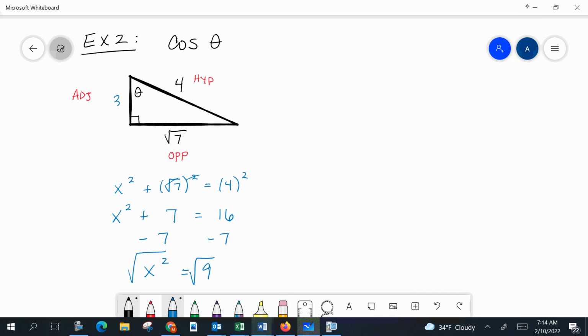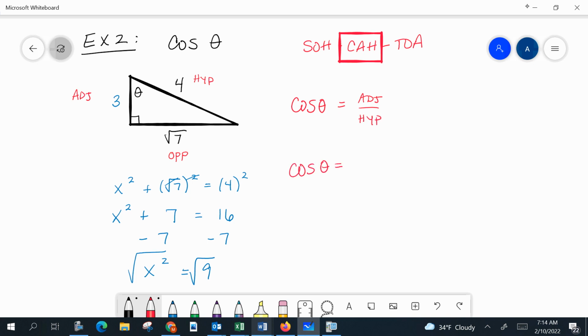All right, so let's set up our ratio. We know that cosine of theta is defined as being, right, now I don't have it in my frame, so I'm going to rewrite SOHCAHTOA, and this reminds me that cosine is the adjacent side over the hypotenuse. And so the cosine of angle theta is the adjacent side 3 divided by the hypotenuse 4. And that's how I would leave the ratio.